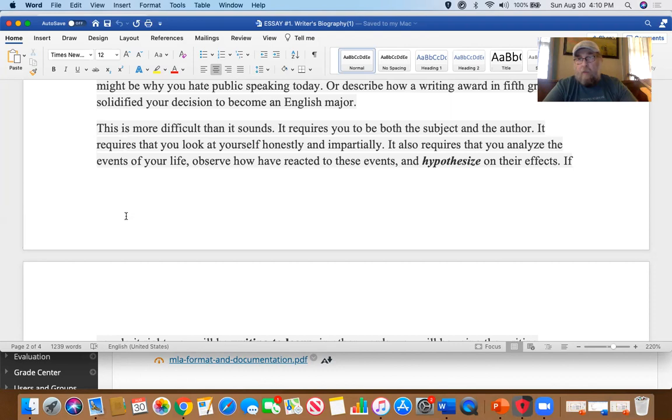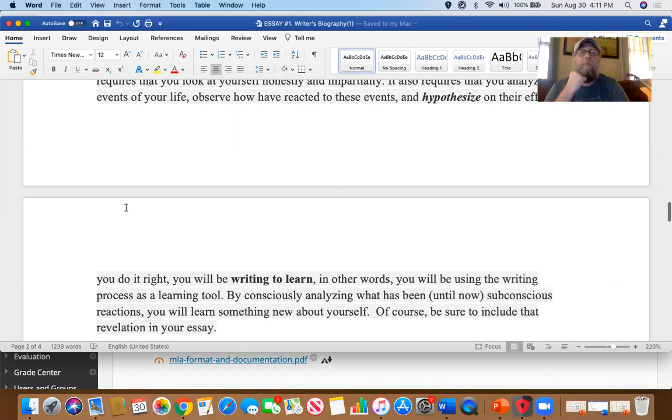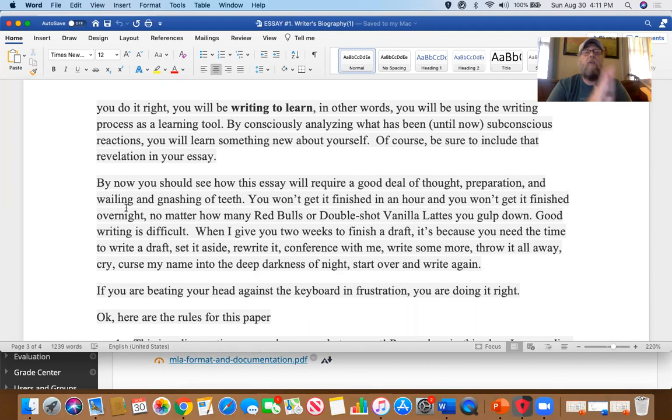Don't do that. I want you to be both the subject and the author. And you have to look at yourself as data impartially. It's kind of hard to do. It's hard to be objective when you're the subject, when you're by definition subjective. Analyze the events of your life. Observe how you have reacted to those events. And there's that funny word again, hypothesize on the effects. If you're doing it right, you are writing to learn. In other words, you'll be using the writing process as a learning tool. You'll find something out about yourself in the process that you could not have predicted you would find out when you first started this project.